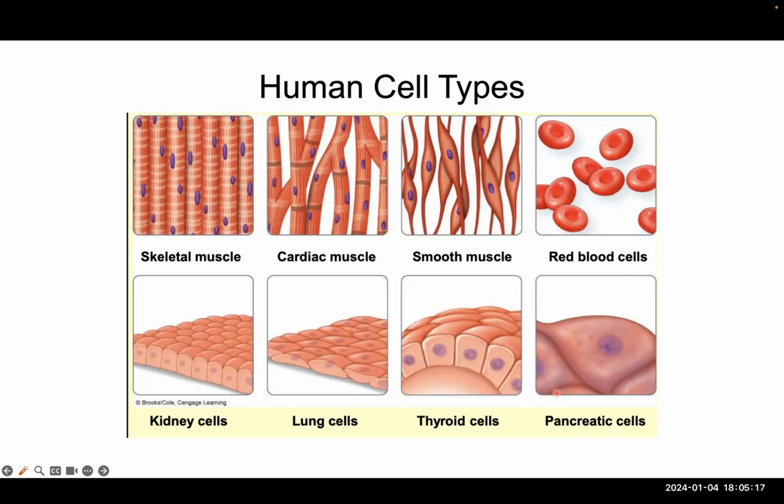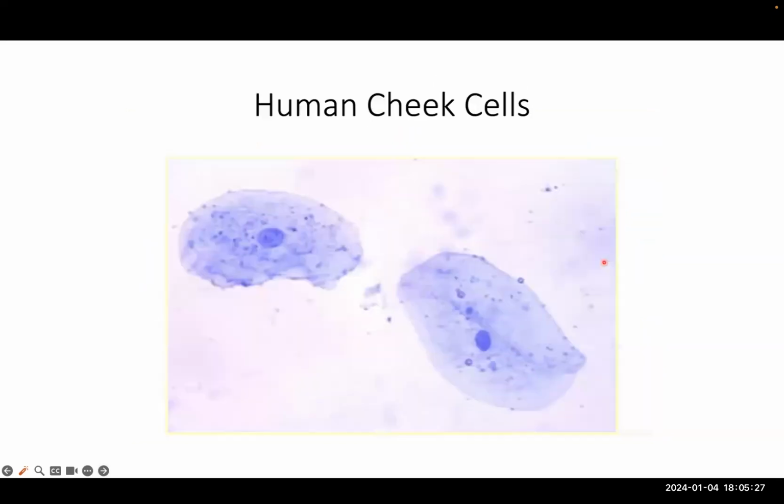One exception to that over here is the red blood cells, which actually lost their genetic material. But before it was lost, it had the same genetic material as everything else. This is an example of what human cheek cells look like. These are really easy to find.